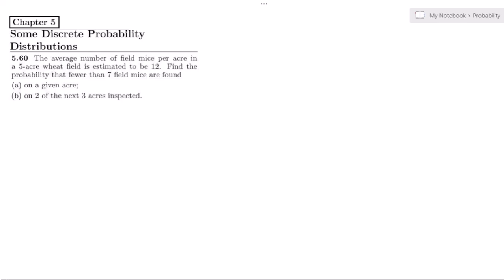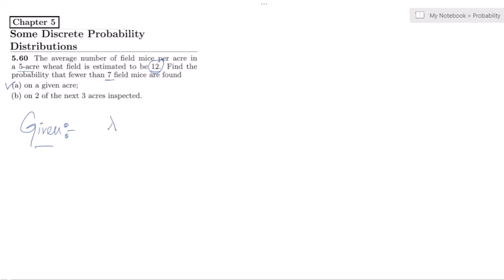The average number of field mice per acre in a 5-acre wheat field is estimated to be 12. So the average number of mice is given. Find the probability that fewer than 7 field mice are found on a given acre. So first, let me write the given data here. We have to find fewer than 7 field mice in a given acre, where the average number of mice in an acre is given.